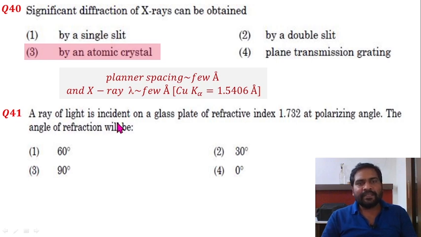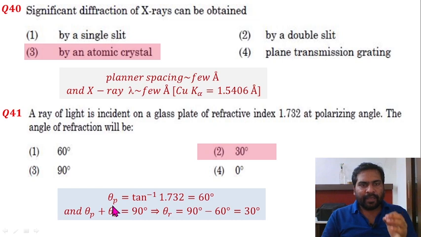Question 41. A ray of light is incident on a glass plate of refractive index 1.732 at polarizing angle. The angle of refraction will be? The polarizing angle equals tan inverse of refractive index 1.732, which equals 60 degree, and polarizing angle plus refraction angle equals 90 degree. The angle of refraction will be 90 minus 60 equal to 30 degree. Option 2 is correct here.